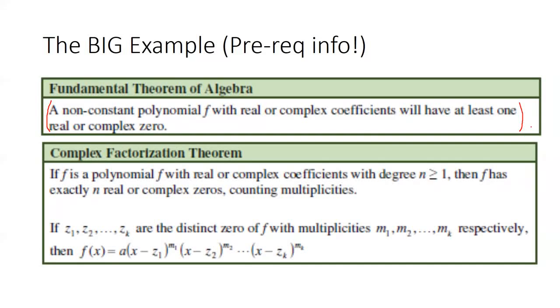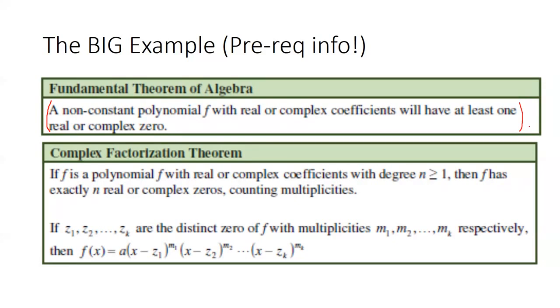If you imagine in your mind's eye a fifth degree polynomial, here's the reality. It's going to have 5 real or complex zeros. It's going to have 5 of them. Now, maybe they're all real. Maybe they're all complex. Who knows? But it's going to have 5 zeros. So just keep that in mind.